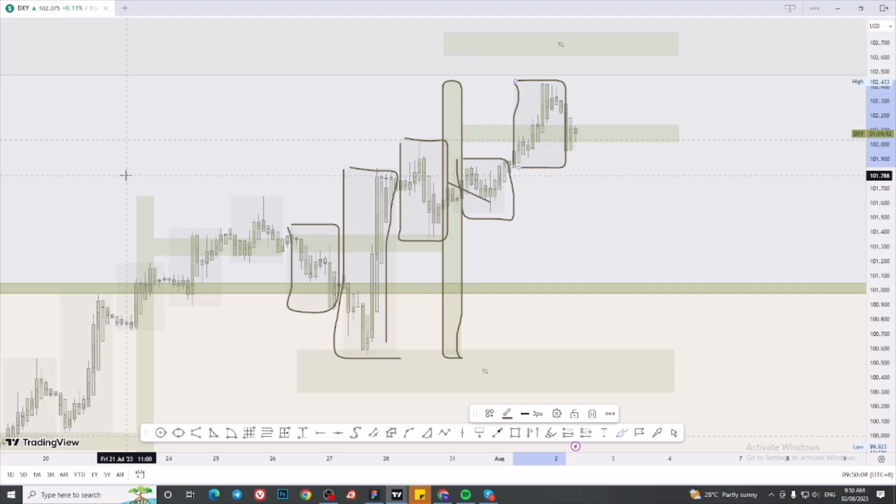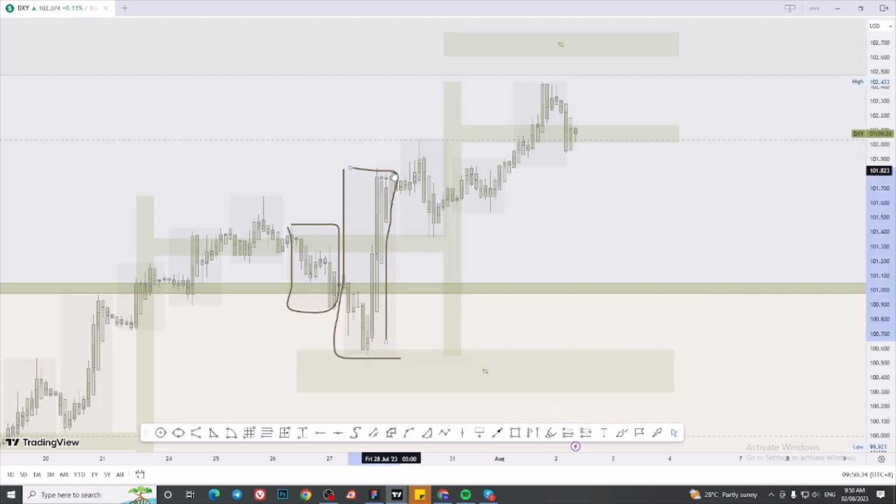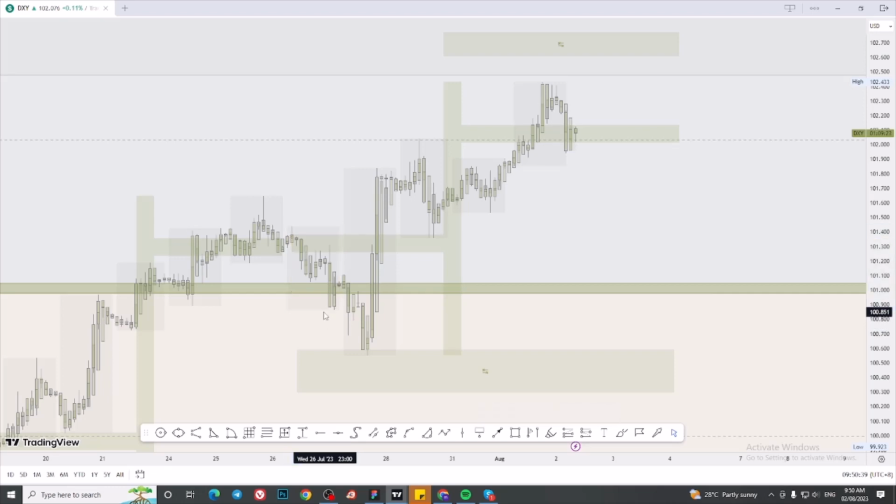Our next question right now is, what is the next move? What are the next boxes that will be created? Based on these boxes, I will just delete this one so that we can find it. So right now we will find what we call the gap, or they call it the fair value gap.